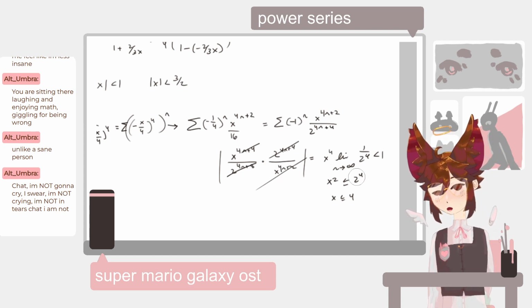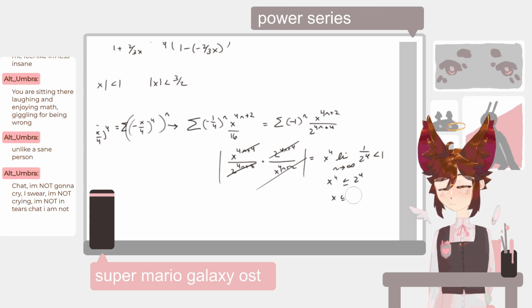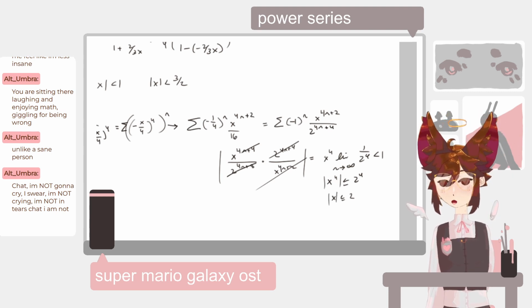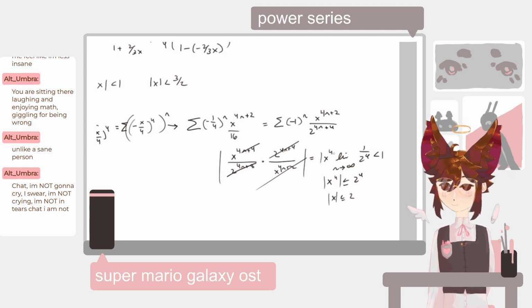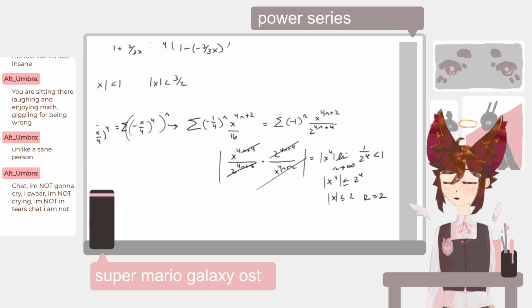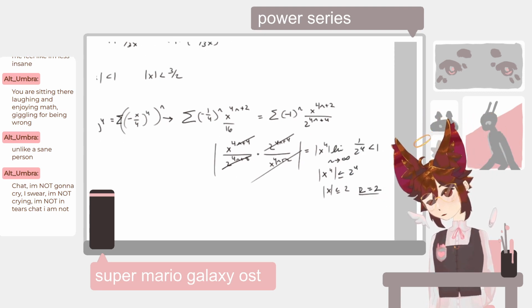There we go. Oh, that's so much better. We got him. Look at that beautiful little radius of convergence. R equals 2. Okay, R equals 2, and it's gonna be great. It's awesome. I love R equals 2.